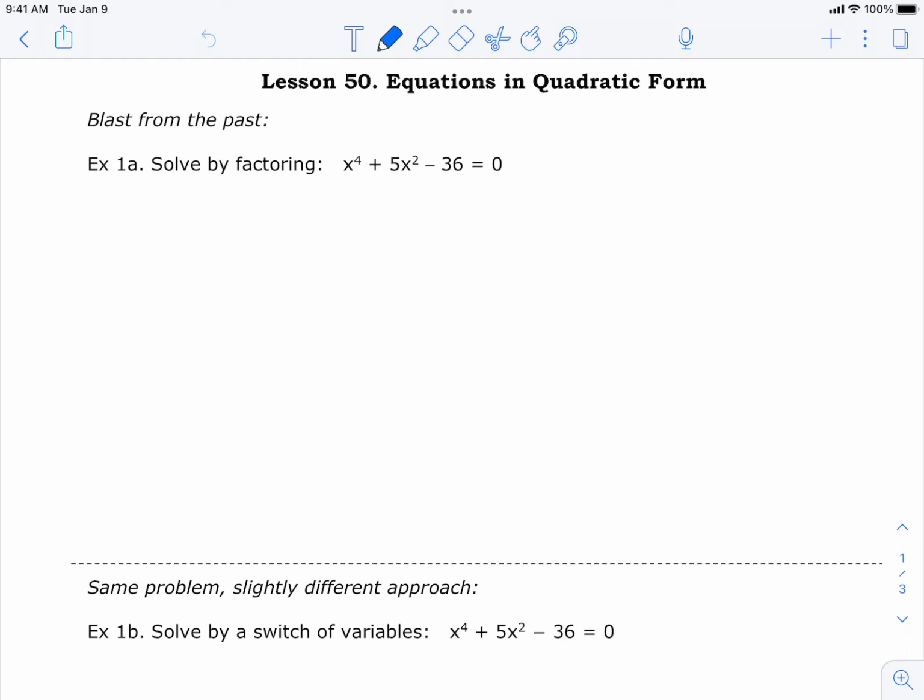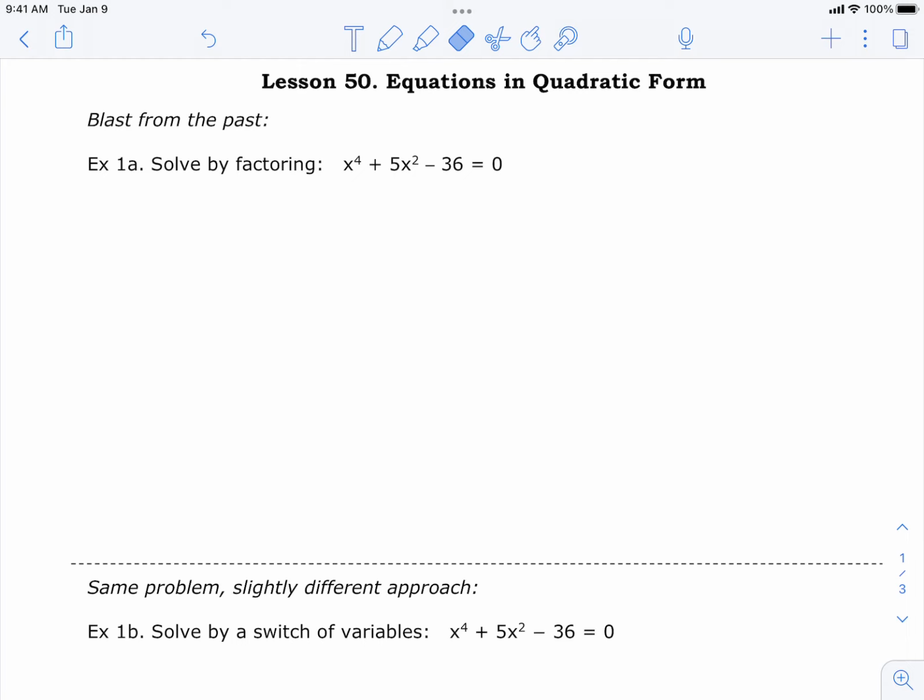Welcome to lesson 50, equations in quadratic form. Now that is deceptive in a way because you might just be thinking, oh, quadratic equations. I've done quadratic equations before. You use the quadratic formula, yay. But this is actually a little bit deeper than that.